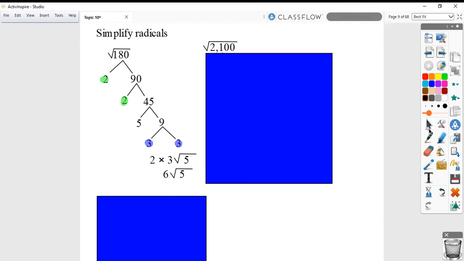turns into 6. And what that tells us is that this right here, 6 times square root of 5, is equivalent to the square root of 180. This is the simplified radical version of this number.